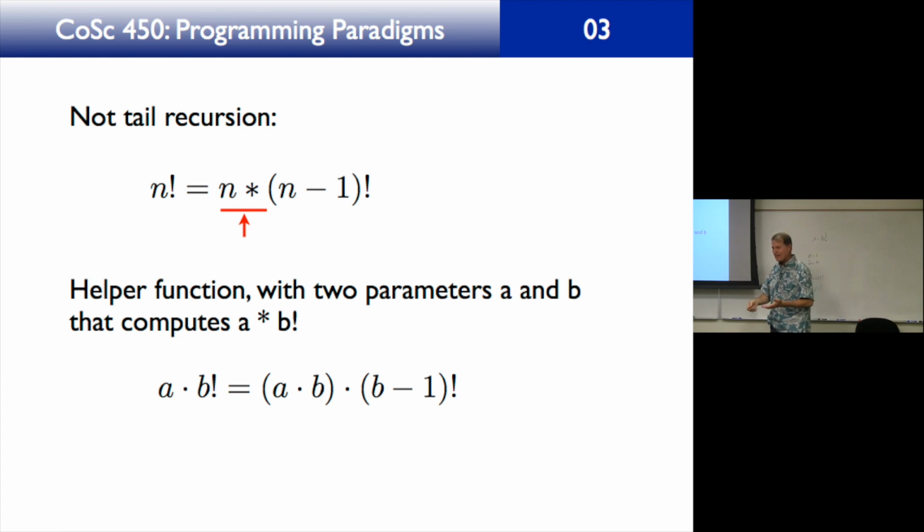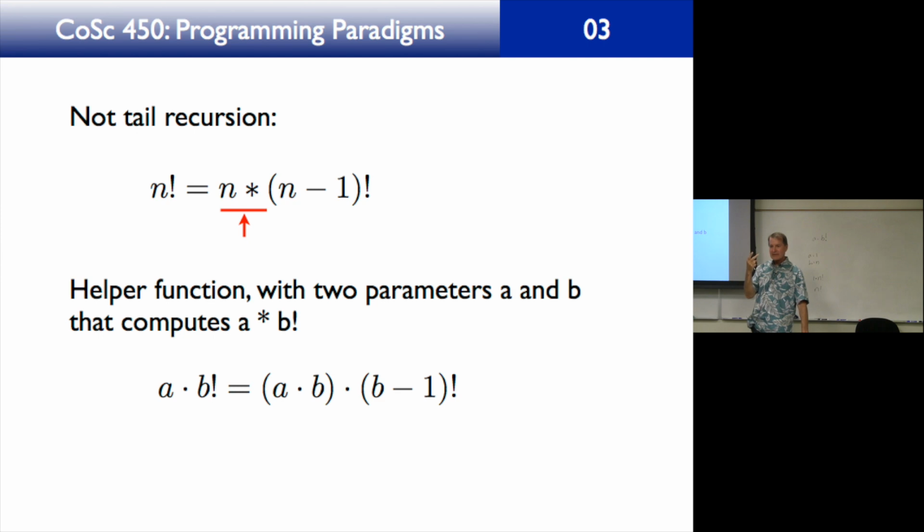Are you with me? Because look, what will the helper function do? What will the helper function compute? It will compute a times b factorial, right? It will compute a times b factorial. So it's going to have two parameters.